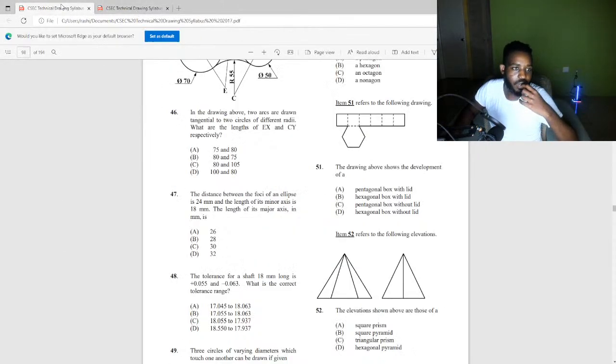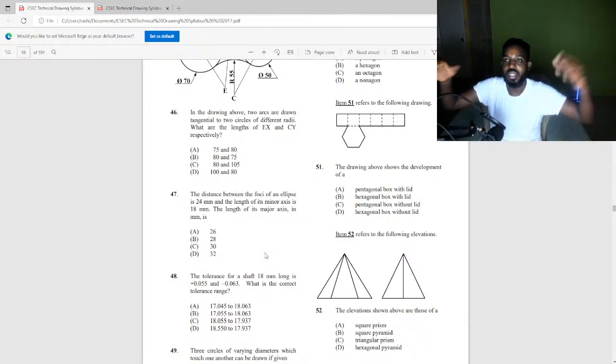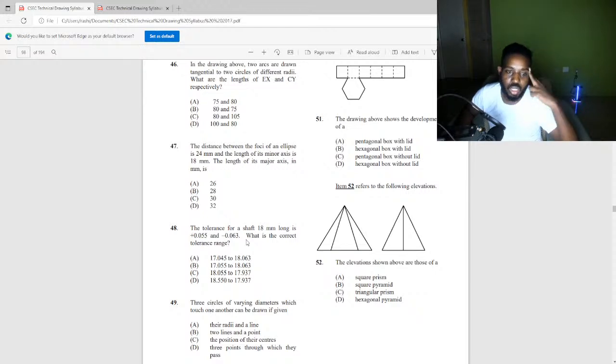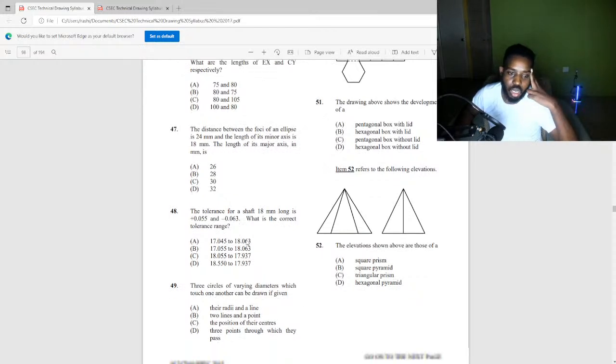So 47, this is C, so 30. 24 plus 6 for the entire length, so 3 and 3. So the length of the major axis in this case would be 30. All right, tolerance.